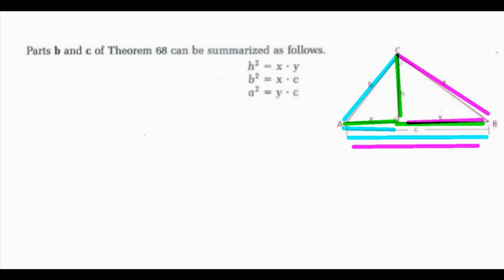We can remember the rules that we just learned. H squared is equal to x times y, B squared is equal to x times c, A squared is equal to y times c, or we can set up proportions based on their relationships. I personally like to set up the proportions.